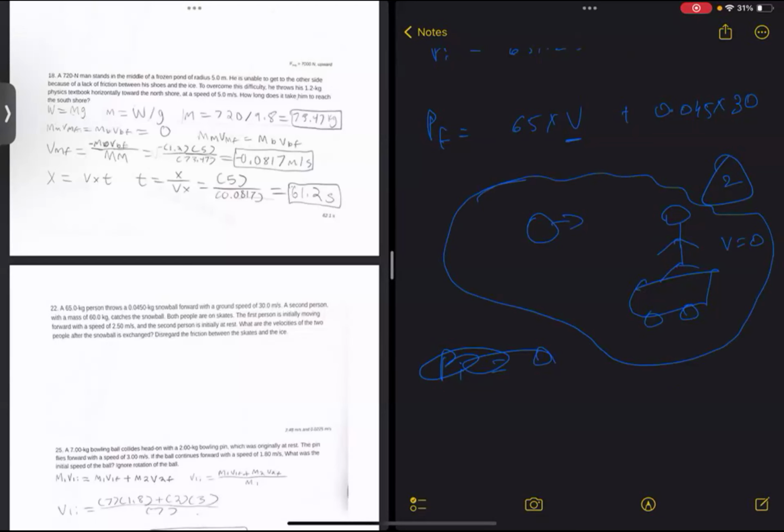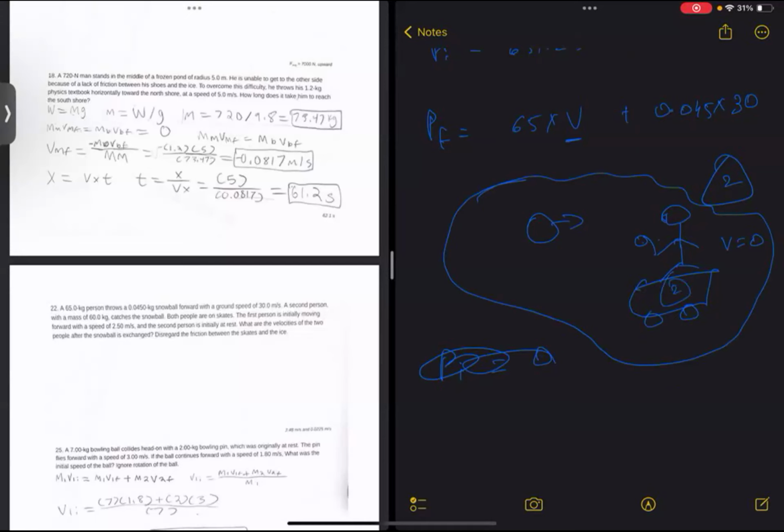Because if you consider only the man as the system, then when he catches the ball, the ball will exert force on it, right? And that will become an external force, right? So you have to consider the snowball and the second man as the system, right?